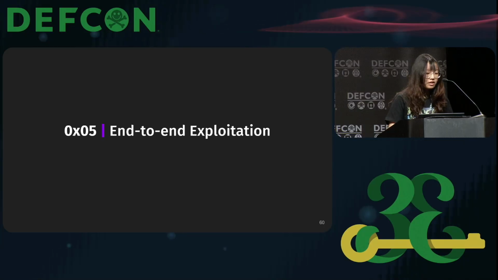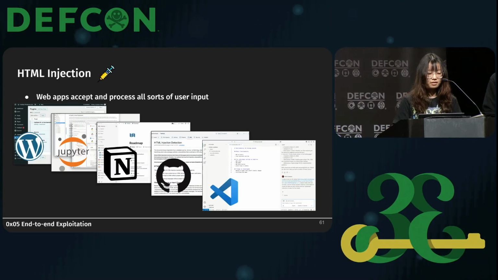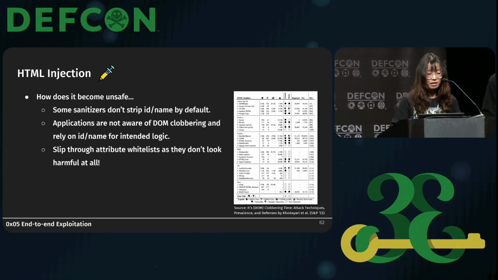So finally, I want to talk about the end-to-end exploitation. To understand the end-to-end exploitation, we first need to achieve HTML injection. As mentioned before, web applications accept and process all sorts of user inputs. But how does it become unsafe? So we have some basic findings.